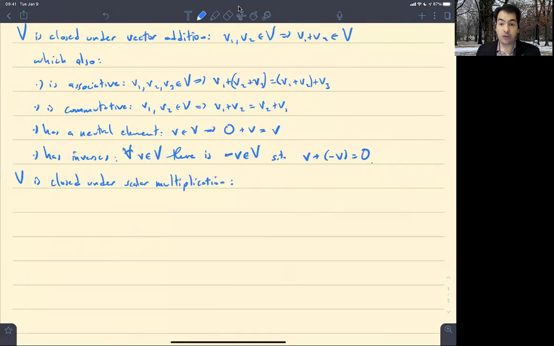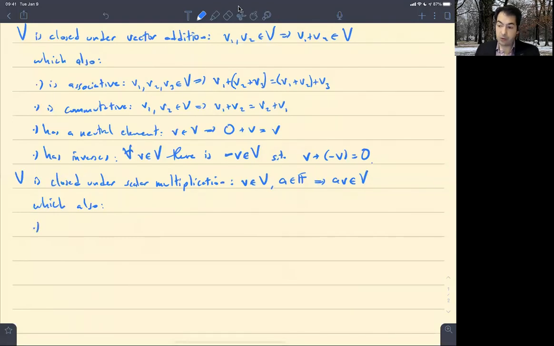As usual, closed just means that doing the operation doesn't leave the set. So in this case, we're going to say that if you give me any vector and you pick any element of the field, then you can multiply them together, a times v, and you get another vector.